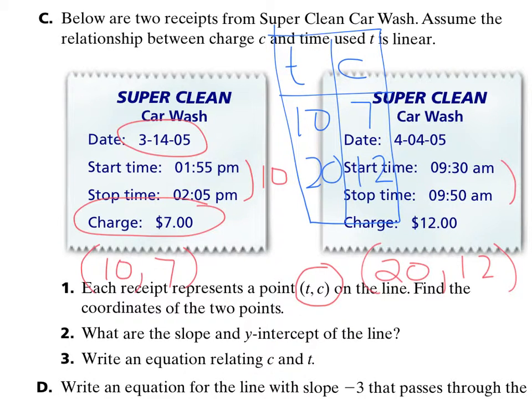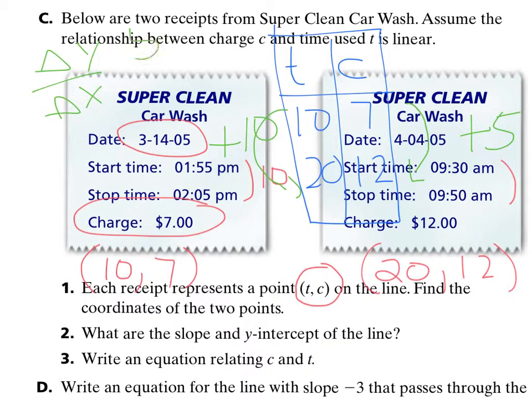Now from there they can find the change in x and the change in y. So the cost, or the y value, would increase by 5 as the x, or the t, increases by 10. So if I put my change in y over my change in x, that would be 5/10, which can be simplified to 1/2, and that's what we prefer. So the slope is 1/2.